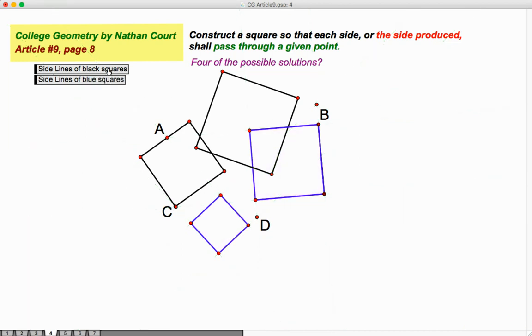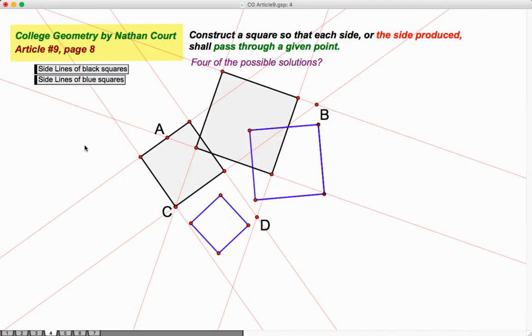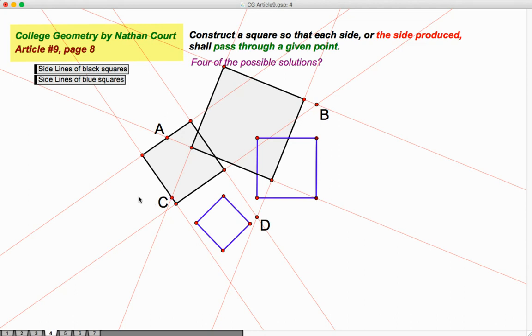Now, for the black squares, let us extend the sides of it. And these are the sides of it. For this particular square, it contains C. Let me exaggerate. There we go. This side contains C. This side contains D. This one contains B, and this one contains A. And the same is true for the other big squares.